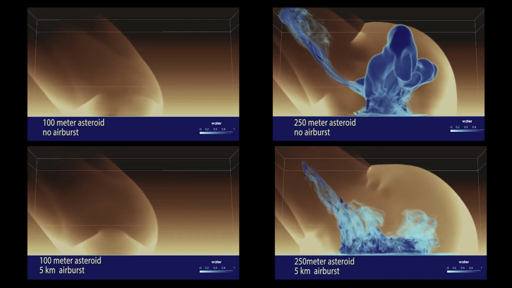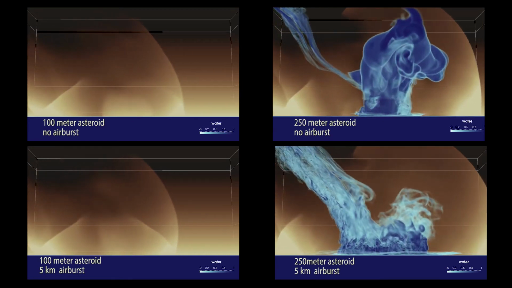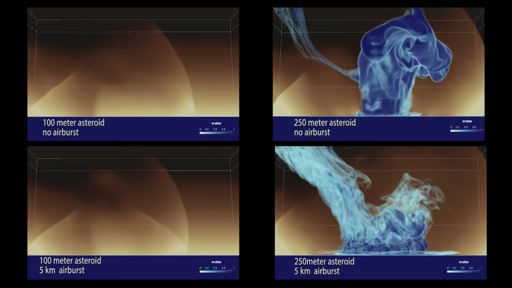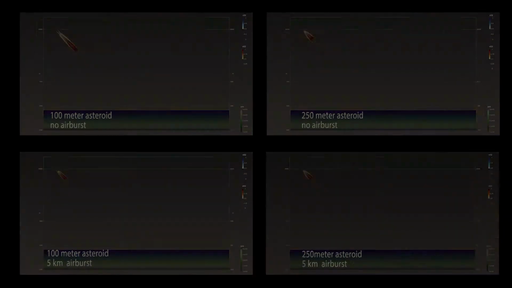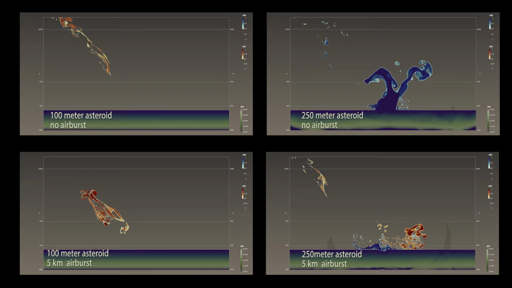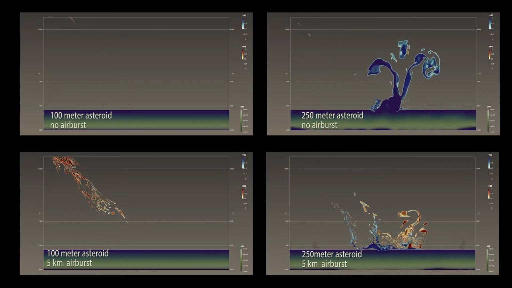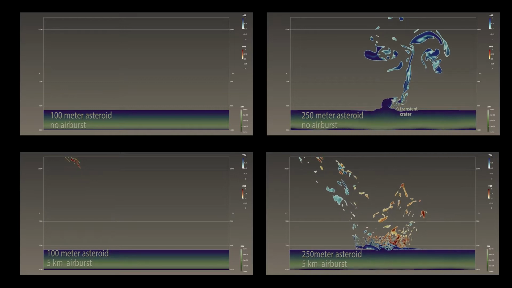Here, a light-colored pressure wave shows the asteroid's effect on the atmosphere. In addition, a large plume of water rises from the largest asteroid impact. Clearly, more kinetic energy is transferred to the water in this simulation. Slicing through the dataset reveals more detail. The largest impact simulation shows development of a transient crater and a large plume of water and water vapor.